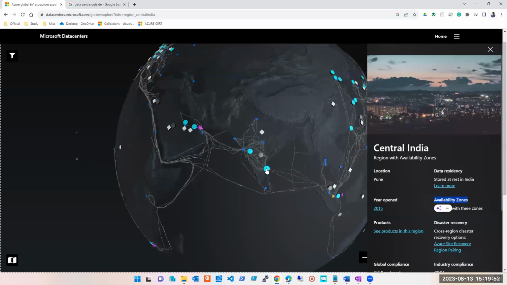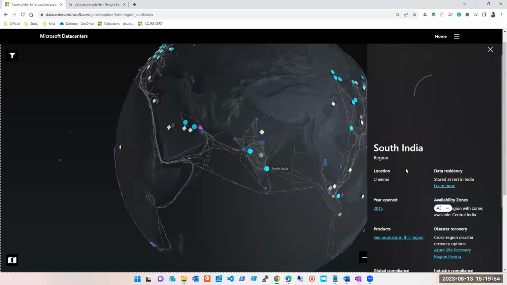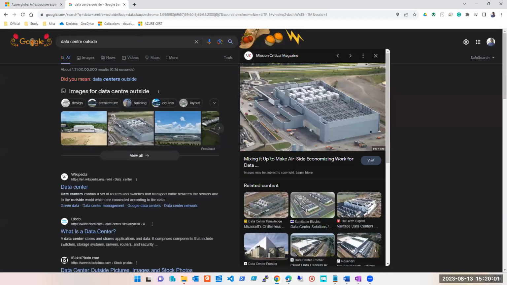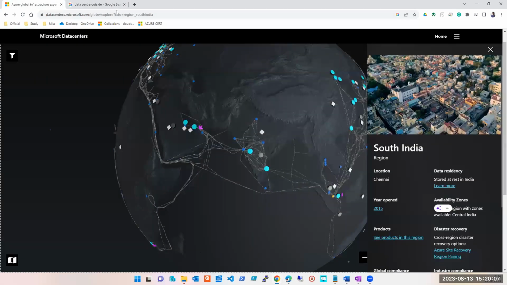So if the South India region, Chennai, has only one data center, guys, again I'm telling you, when I say one data center, do not imagine one building. This whole is one data center. I think most of you are from Pune, Maharashtra or nearby, so you will understand this example. So let me take this example.